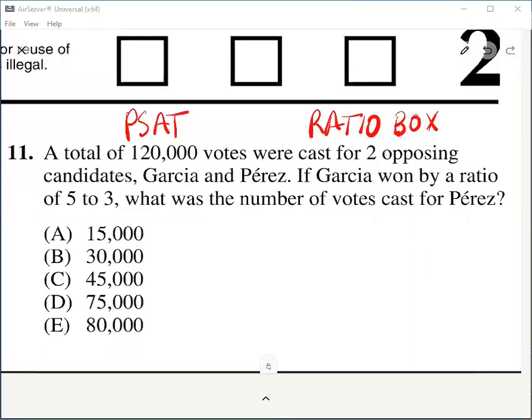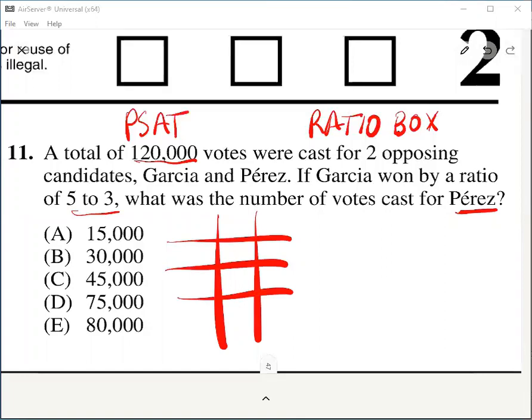This one says a total of 120,000 votes were cast for two opposing candidates, Garcia and Perez. If Garcia won by a ratio of 5-3, what was the total number of votes cast for Perez? So we're looking for the number for Perez. Now, the way that I would do this is I would set up my ratio box, and this is how you do it. You're going to make two lines this way, and then you're going to have three lines going this way. It's almost like a tic-tac-toe box, but it has 4 layers instead of 3.